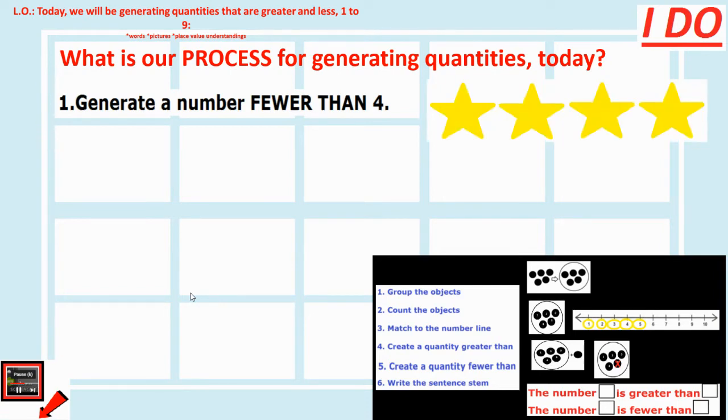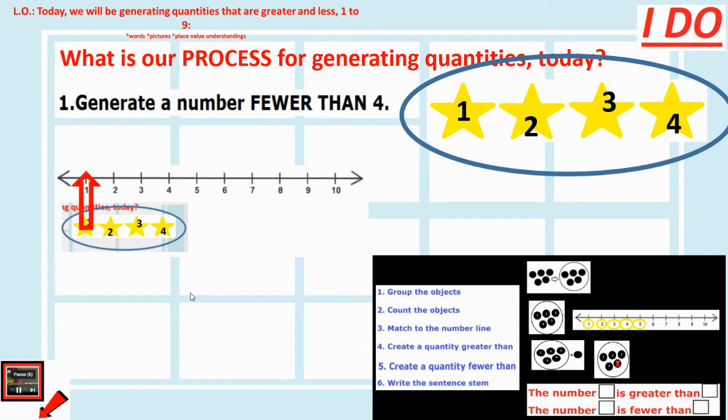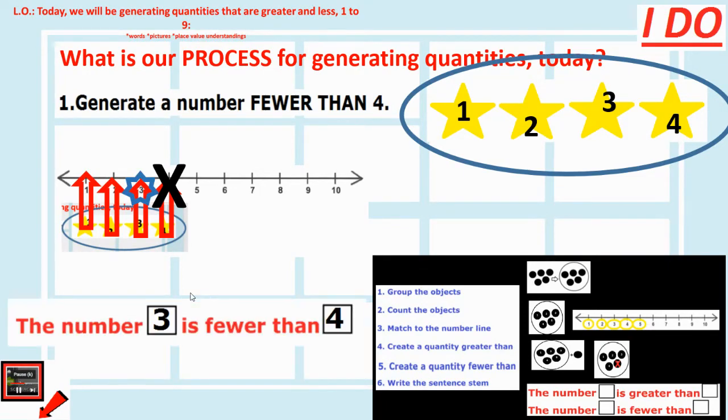Well, there's my picture for it, okay? So I'm going to group them by circling them. Then I'm going to count them. 1, 2, 3, and 4. After that, I'm going to match it to a number line. 1, 2, 3, 4. And then my question right here says to generate a number fewer than. So if I'm creating something fewer than, I'm going to take it away, remember. I'm going to remove it. So that last number I counted, I take it away. And then my new number is 3. So after that, I can write the number 3 is fewer than 4.